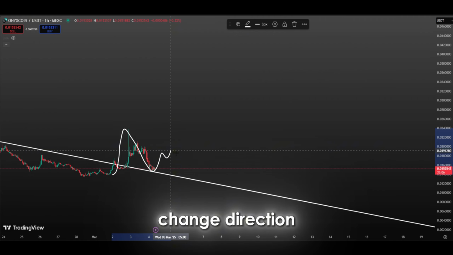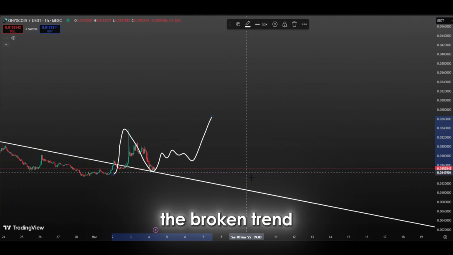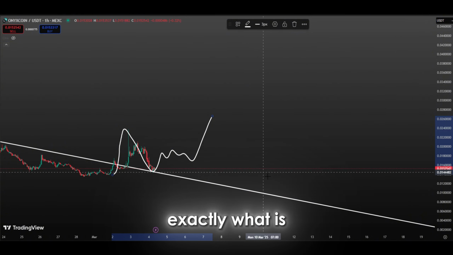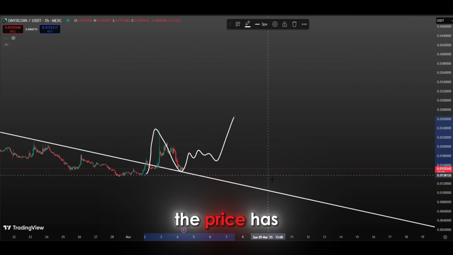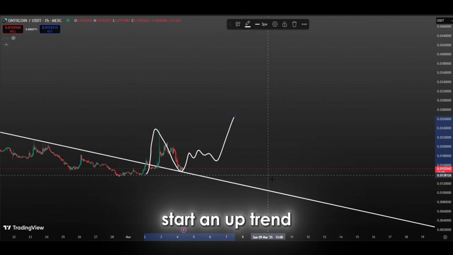After a trend break, the price is usually expected to retest the broken trend, and this is exactly what is happening right now. The price has returned to the broken trend line and is testing this area. If the retest is successful, the price will start an uptrend.